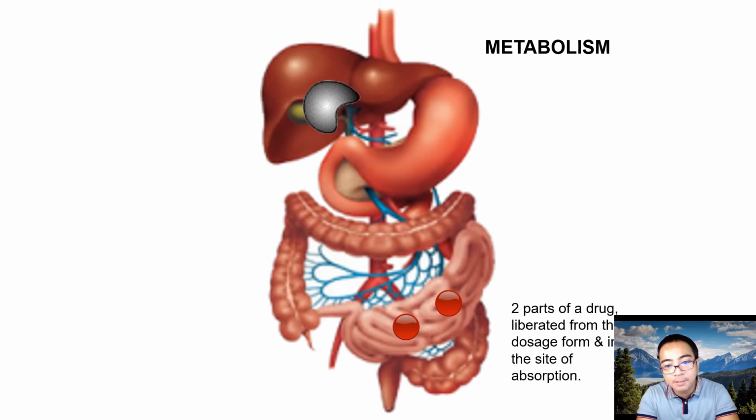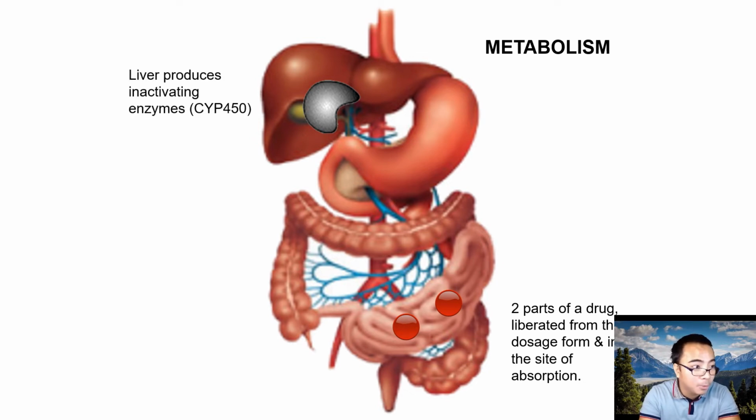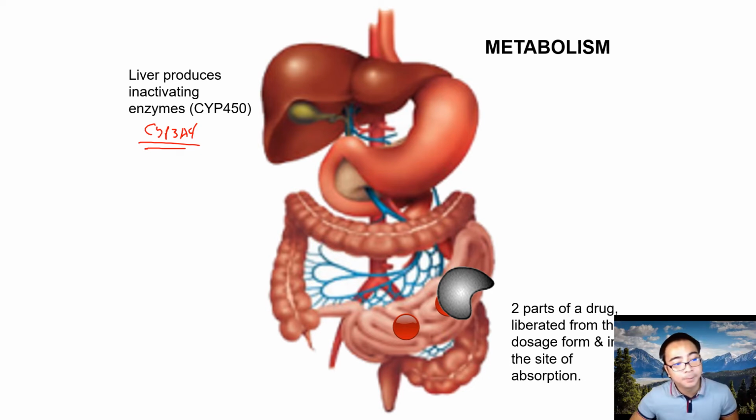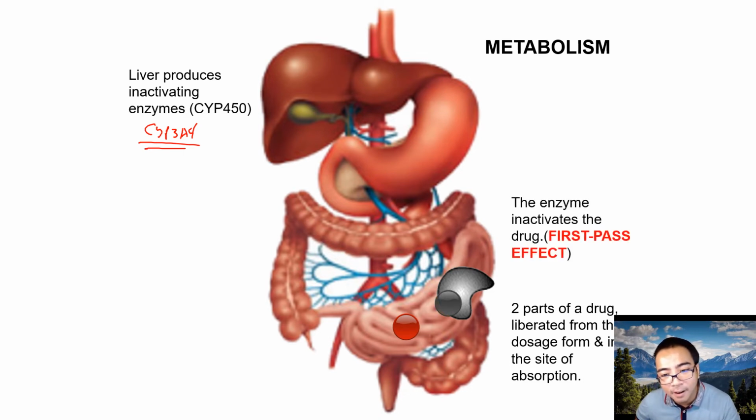Before the liberated drug even reaches the bloodstream, the liver starts to produce an enzyme known as the cytochrome P450. To be more precise, it's CYP3A4. Don't forget the cytochrome P450 enzyme. CYP3A4 is the major enzyme designed to degrade most drugs. So it starts to degrade the drug.